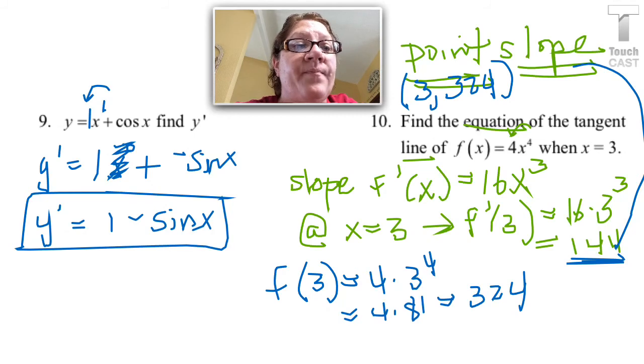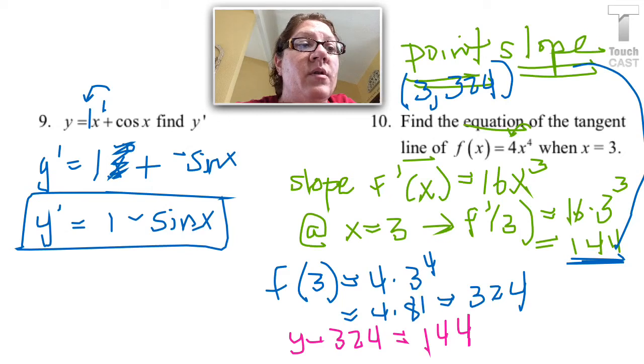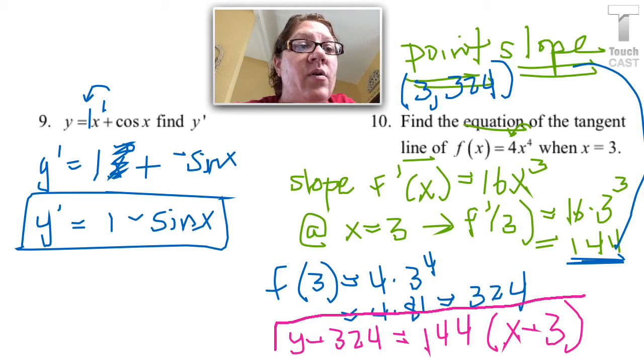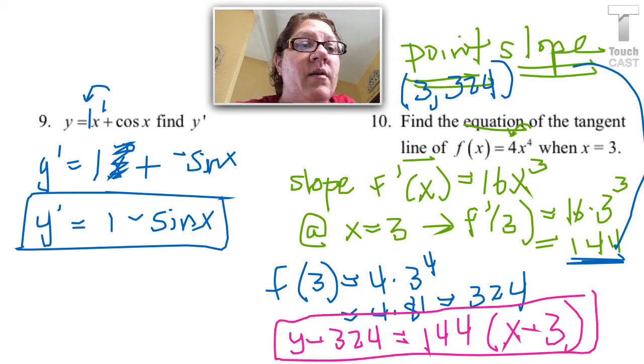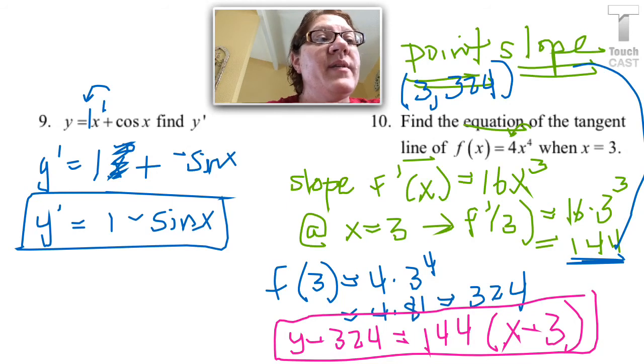So I can write my equation. And in my favorite form, it will look like y minus 324 equals 144, that's my slope, times x minus 3. Except for the really large numbers, that wasn't too bad. Did you catch the mistake?